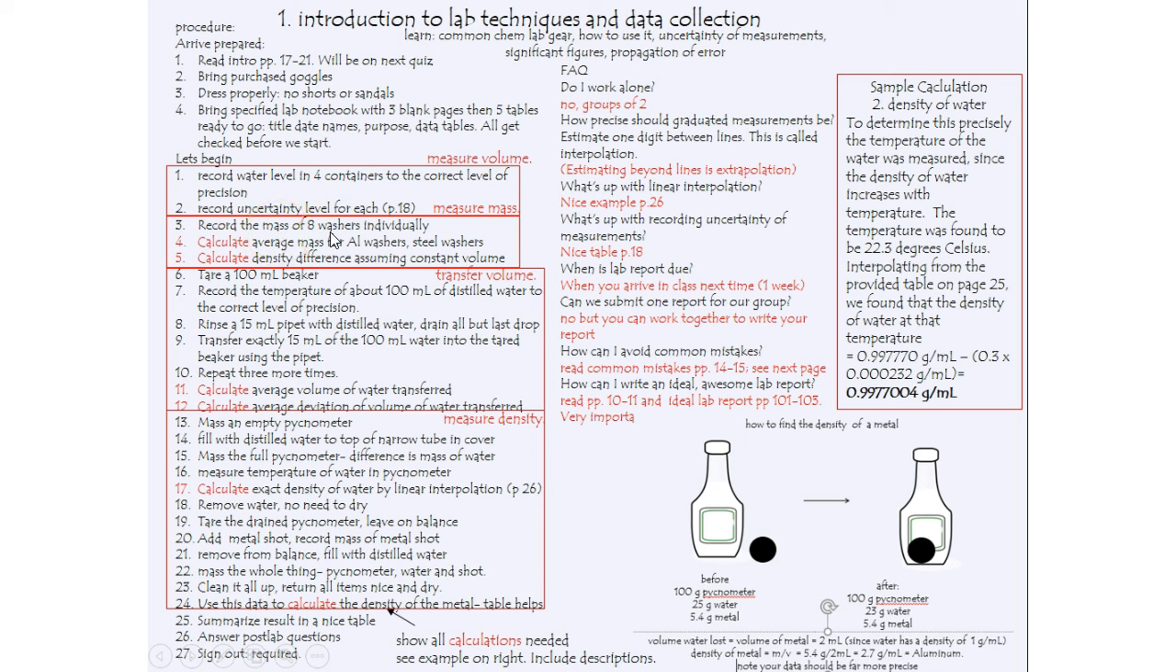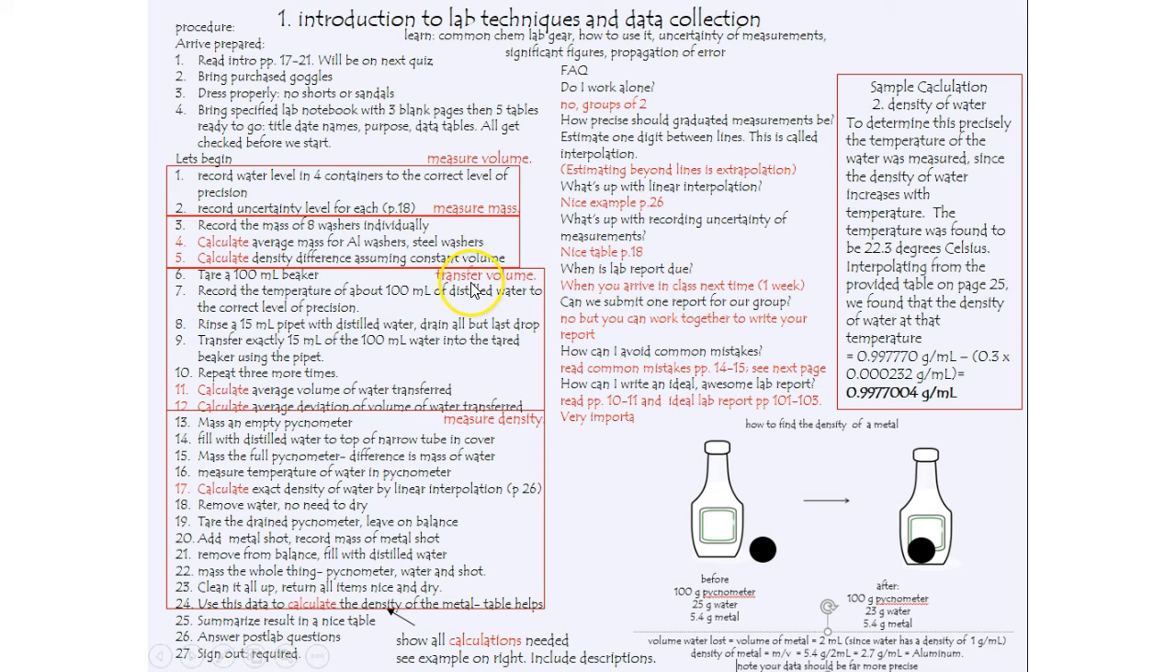Now you'll have 8 washers, and we're going to measure some masses. So simply mass each of the 8 washers individually. 4 of them are aluminum, 4 of them are steel, and then calculate the density difference among them, the aluminum versus the steel. This should be straightforward since they have a roughly constant volume. They're all the same type of washer, and we'll assume a constant volume.